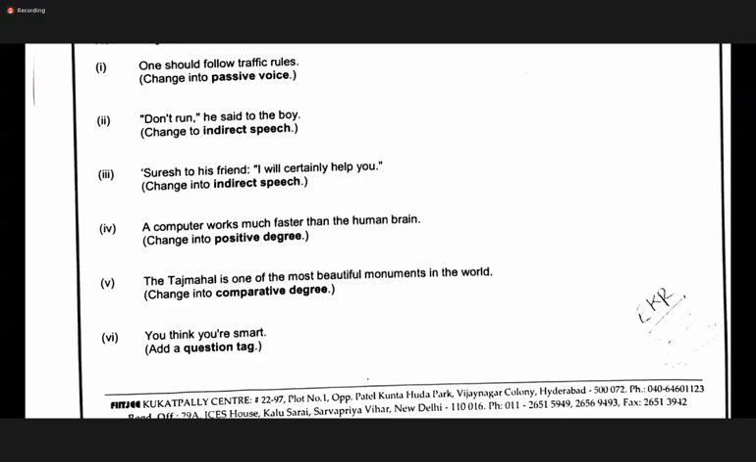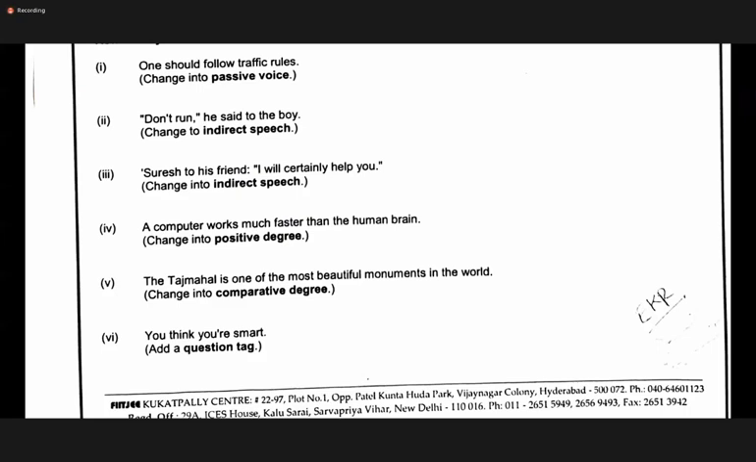Human brain is slower than a computer. No, you should not change. What is the meaning of degrees of comparison? That is positive. So when we change a sentence from one degree to another degree, remember there must be change in the degree of an adjective. We have to use the same adjective.